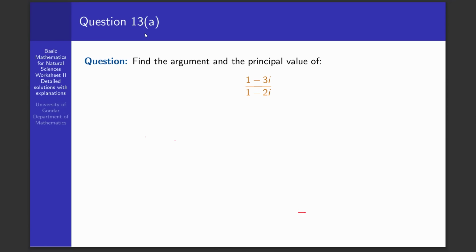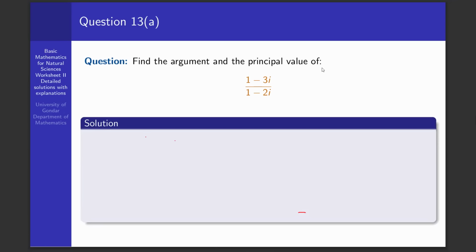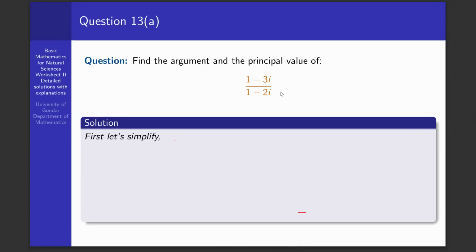Okay, the next one, that's question number 13a, is finding the argument and the principal value of the argument there. We know that the argument is the angle between the positive x-axis and the terminal side determined by the complex number itself. So to do that, first we have to simplify this expression, that is, we have to change it into a standard form, which is suitable for knowing its real and imaginary part.